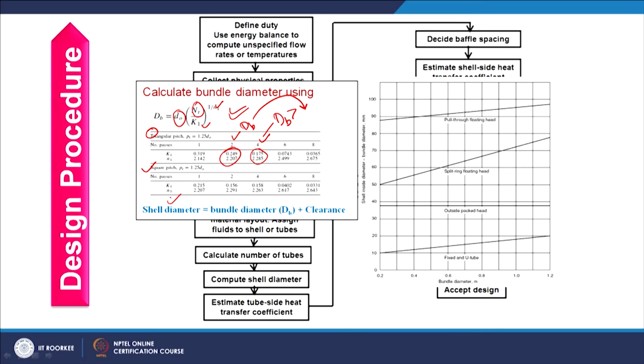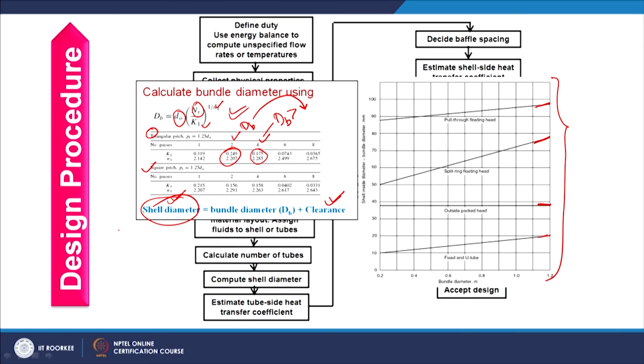Okay, now once you have the number of passes you can calculate the shell dia considering clearance. Okay, and clearance you can see from this graph, where you can locate the type of heat exchanger you are using, and find out the clearance value, and then you can calculate the shell dia.